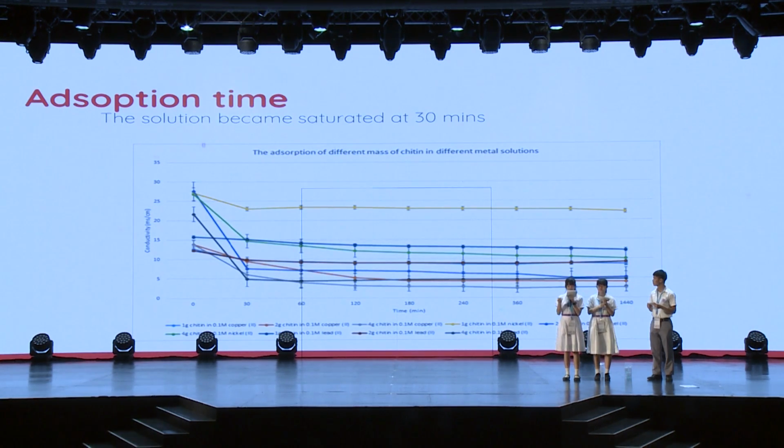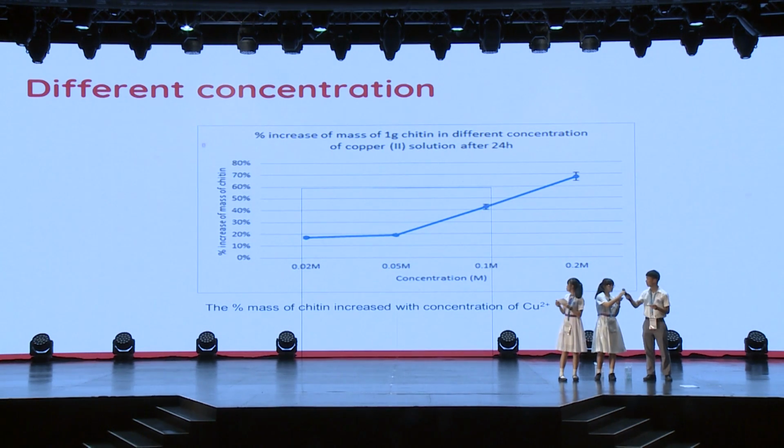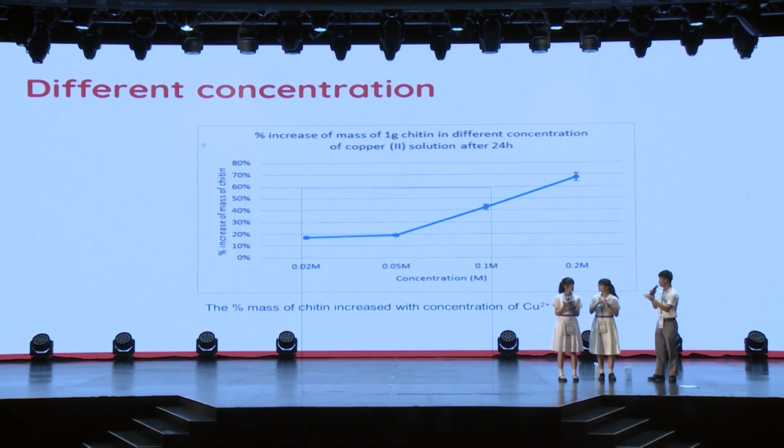This graph shows the conductivity change of chitin adsorption for 24 hours at 30 minute intervals. The solution becomes saturated at 30 minutes and no significant change was found after 30 minutes. The percent mass of chitin increased with concentration of copper(II). The conductivity analysis showed the adsorption effect increased with concentration.